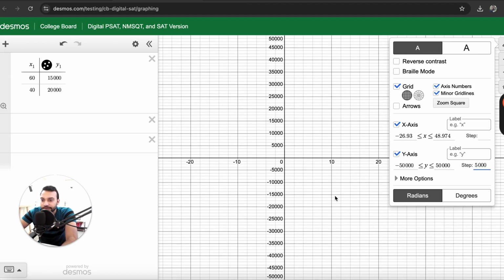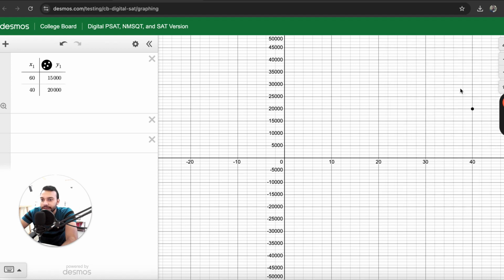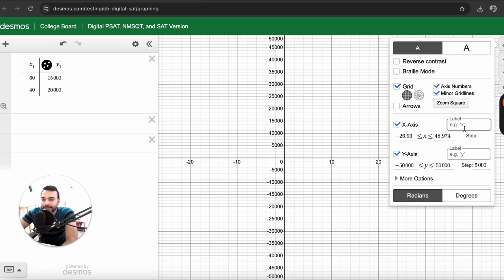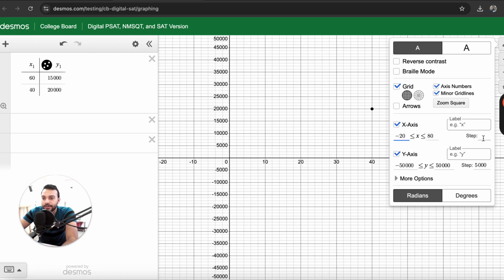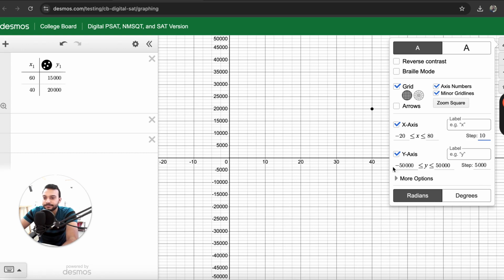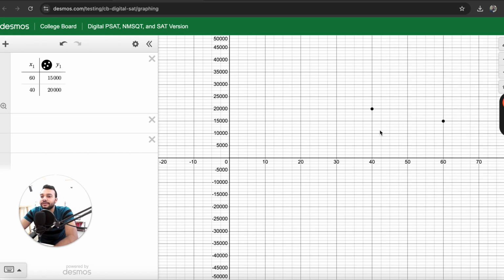Okay, the step is going to be 5,000. And x, let's do for the x-axis. X-axis I'll take for better visibility, try to keep everything in the visible frame. So x can go up till, let's say, 80, and on the 0 side we can say it'll go to negative 20. And the step for x would be 10. So the 2 points are visible here now.